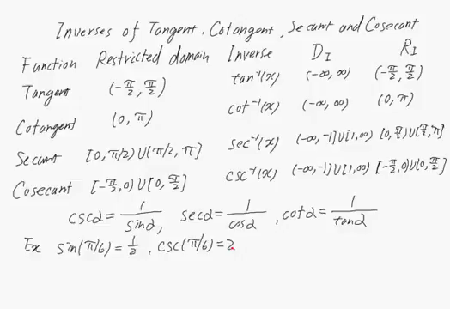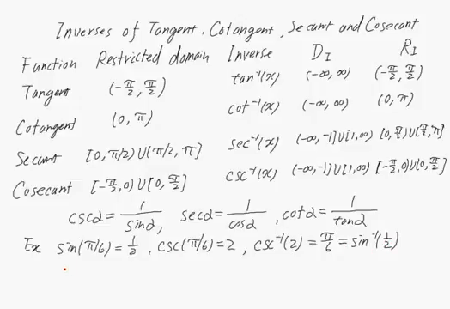So pi over 6 is in the range of the inverse sine and also in the range of the inverse cosecant, right, in this interval. So now you can see inverse cosecant of 2 is equal to pi over 6. And also inverse sine of 1/2 is equal to this pi over 6. Right? So you have the inverse sine of 1/2 is equal to pi over 6.